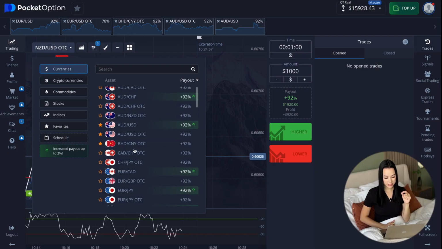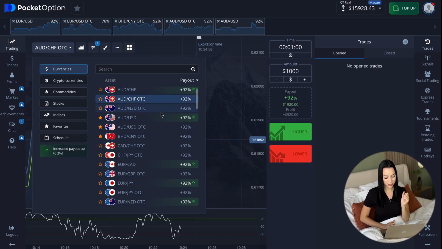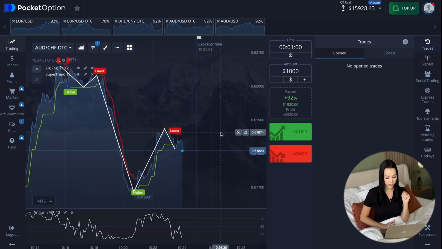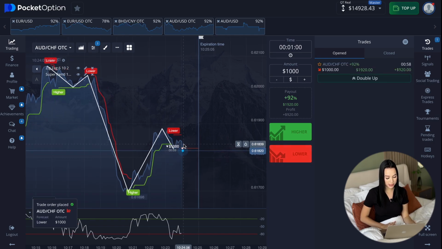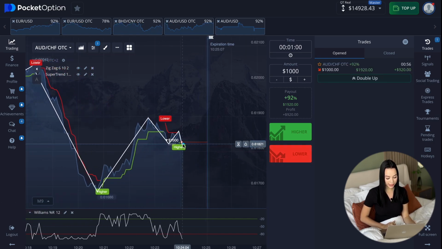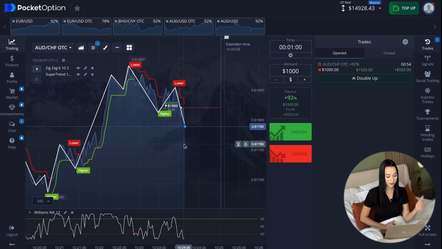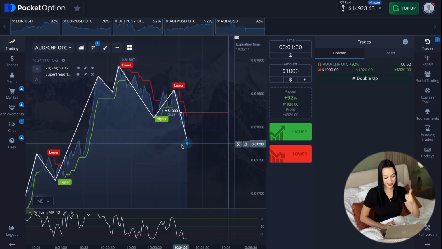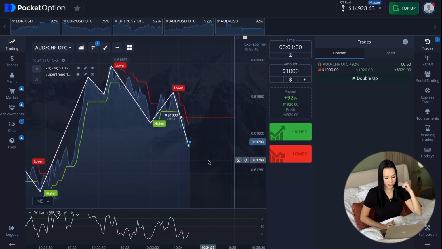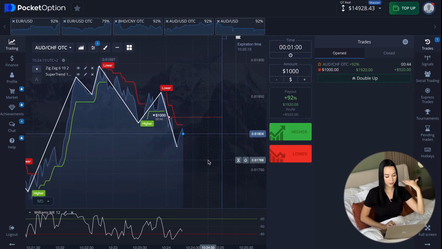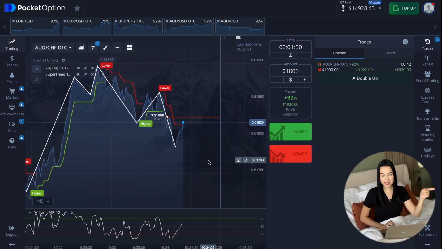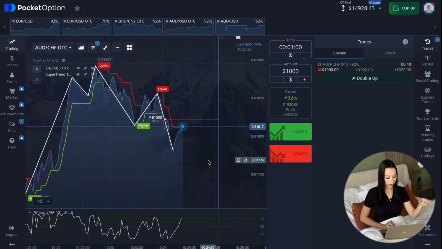I will tell you more details about that because there is something you need to know also about the strategy. Here I open another trade for $1,000 down again. We can see that the Zig Zag indicator is sending us a signal to open a trade down. It's a white line going down. The Super Trend indicator is also sending us the last signal to open a trade lower.